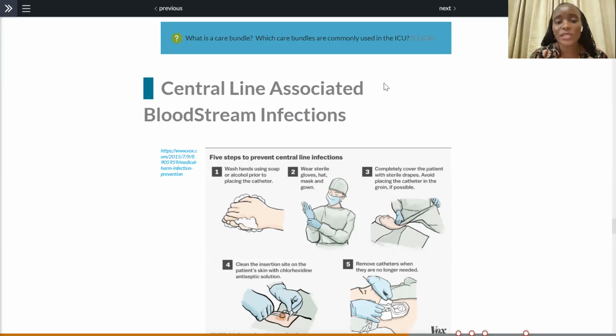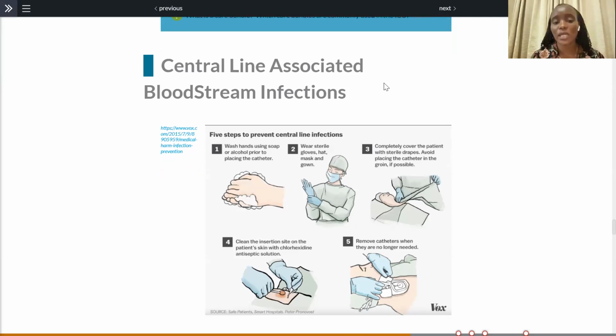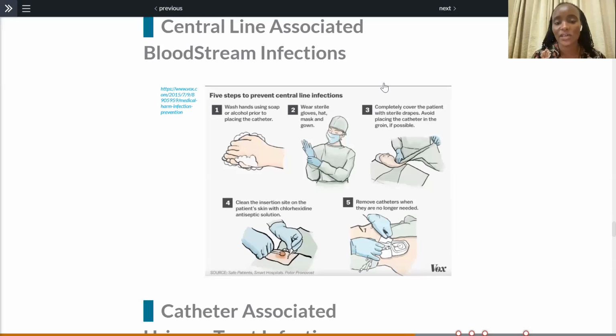And we are very specific, especially in the vascular ones, so the central line associated bloodstream infections, because here you have a central line that is usually inserted in one of the large vessels in the body. And through these vessels, if sterility is not maintained well, infections can really occur, and these infections can be detrimental and can be very life-threatening. So for the central line associated bloodstream infections, there are 5 steps to prevent central line infections.